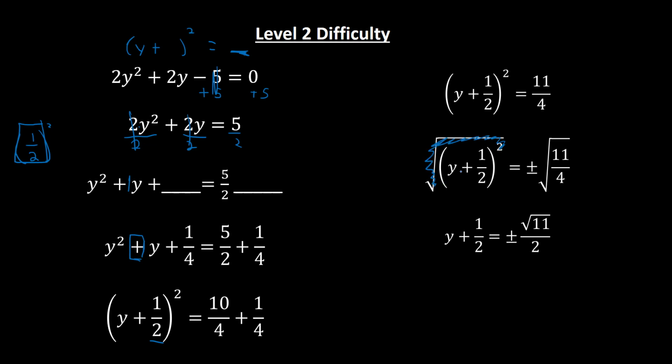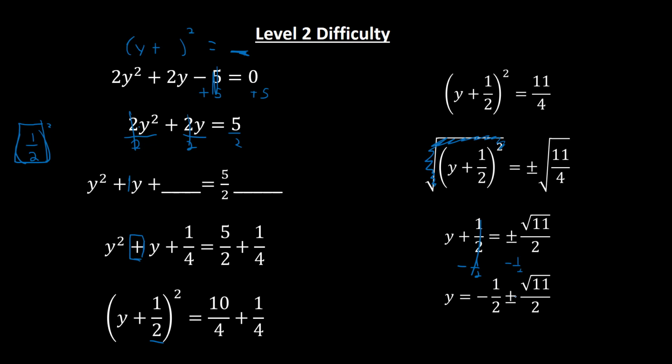I'm left with y plus 1/2 equals, and then on the right side we have a positive or negative square root of 11 over 4, which can break up to be the square root of 11 over the square root of 4, and the square root of 4 is going to be 2 for the denominator. And then solve for y, one last step, just subtract 1/2 from both sides, so we have y equals negative 1/2 plus or minus the square root of 11 over 2.